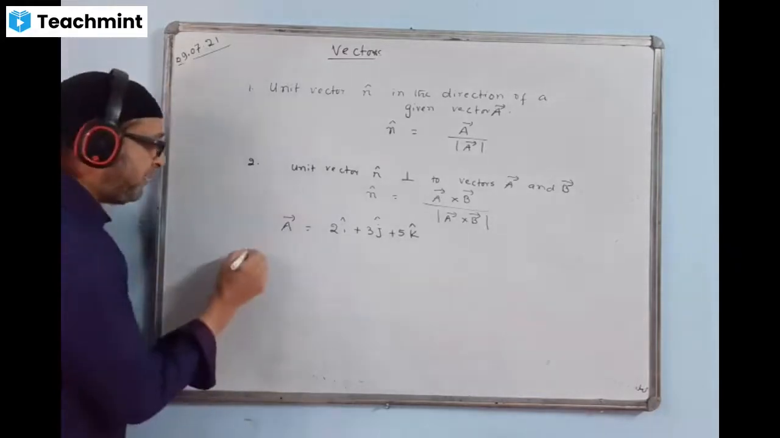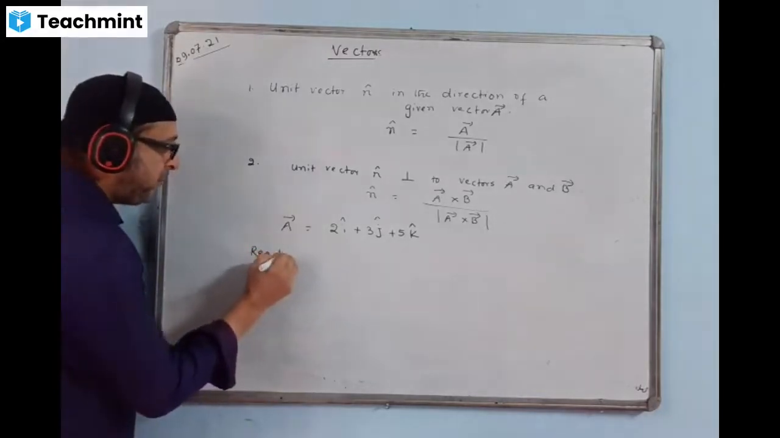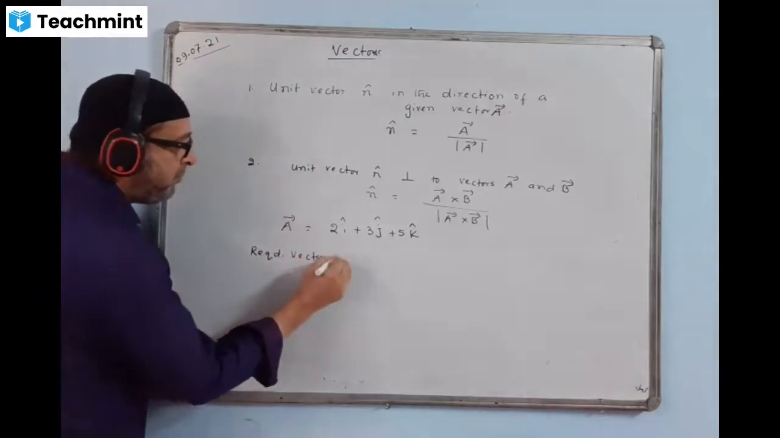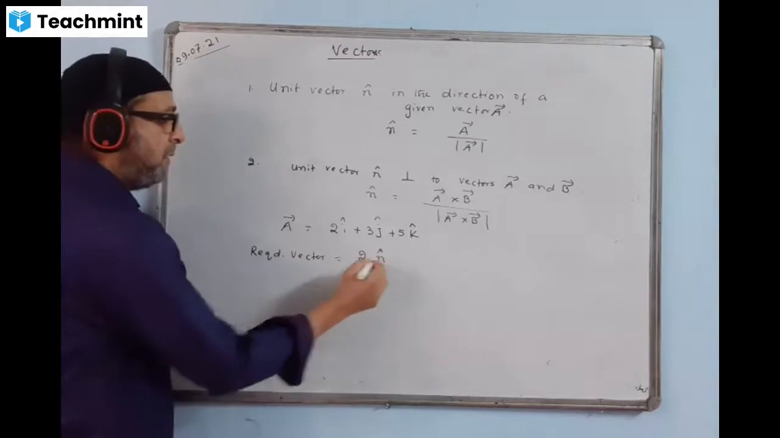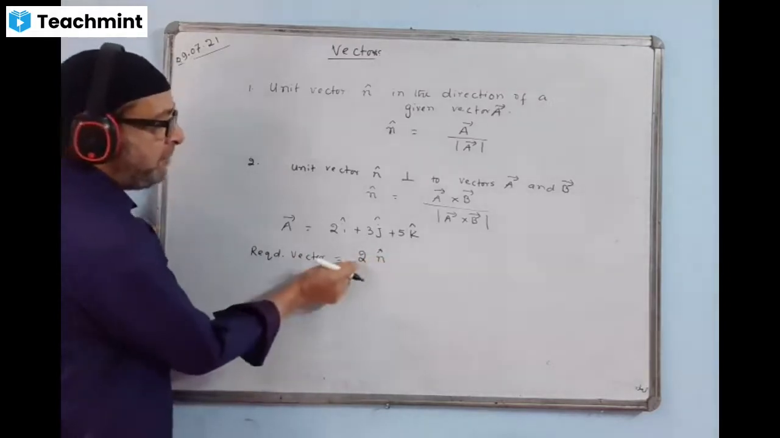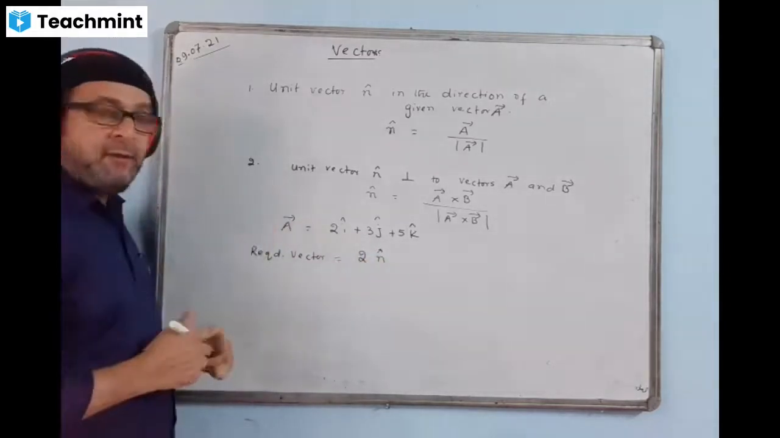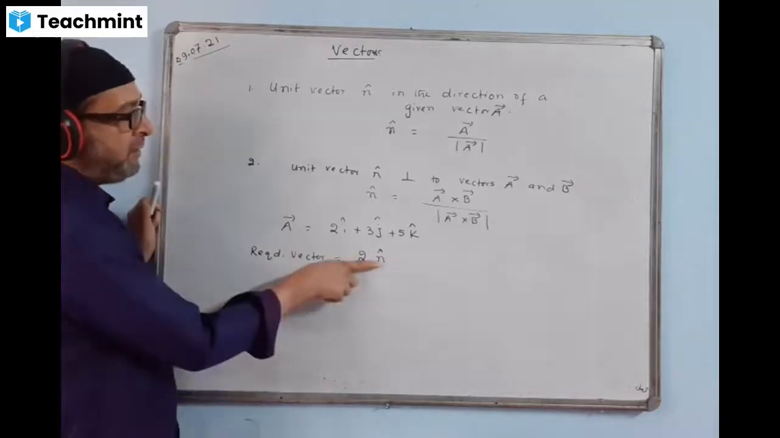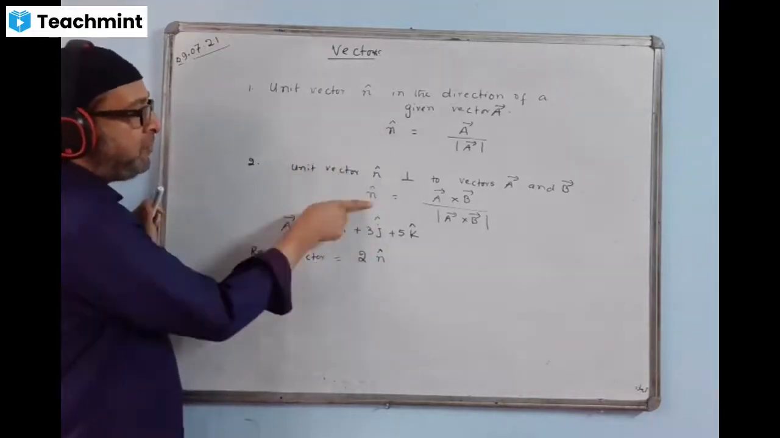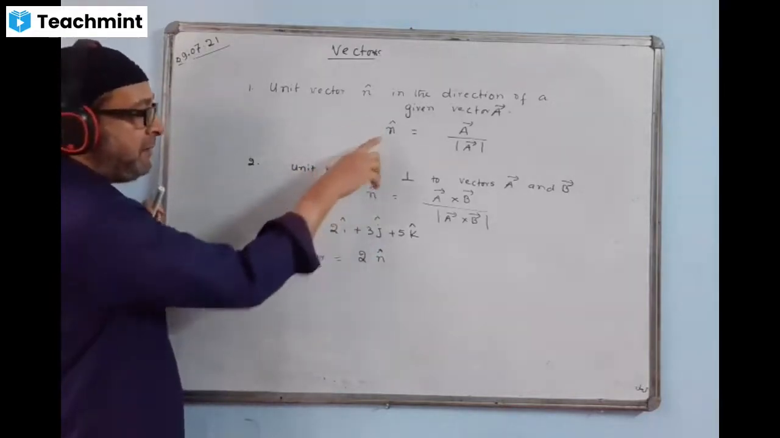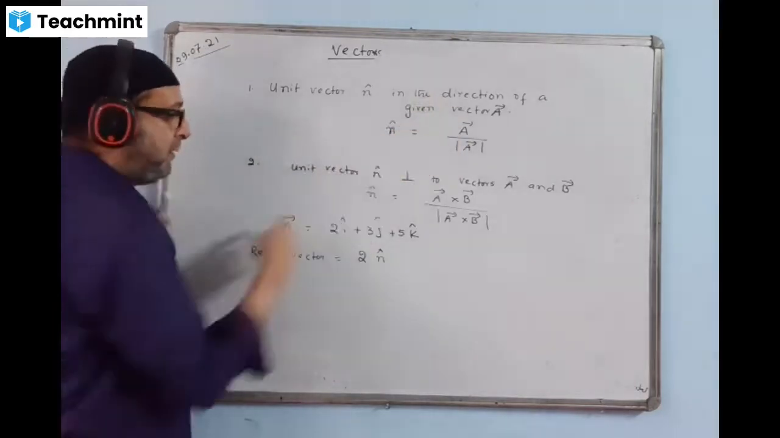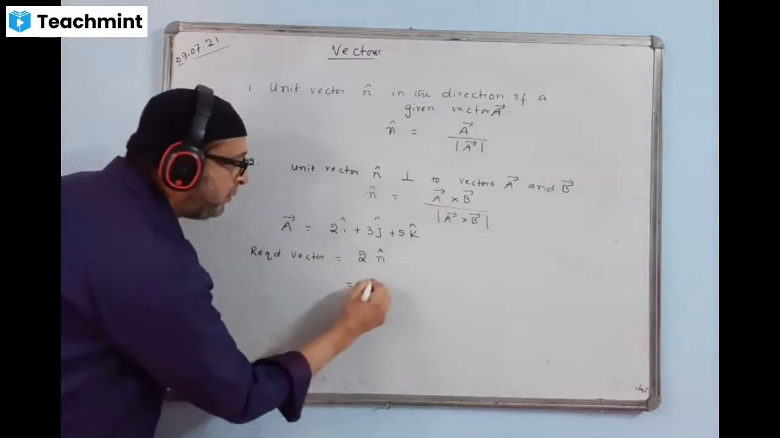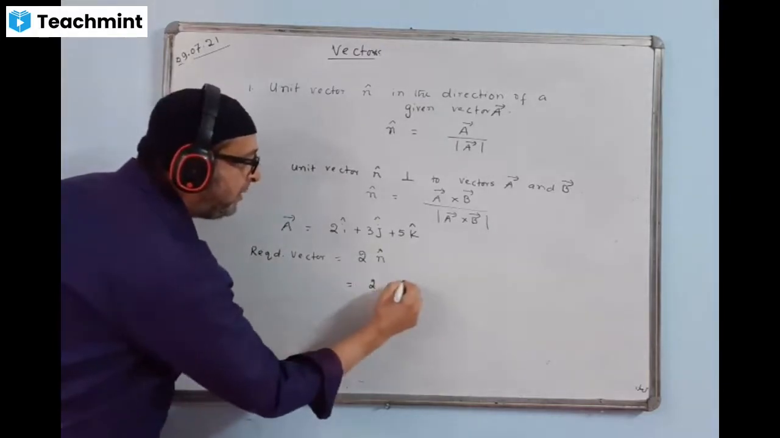So the required vector will be equal to the magnitude, which is given as 2, into n cap. The magnitude 2 is to be multiplied by the unit vector. Now I'll find the value of n cap. N cap will be either of this type or of this type. Here it is only one vector and we find the unit vector in its direction, so I write the n cap formula like this.